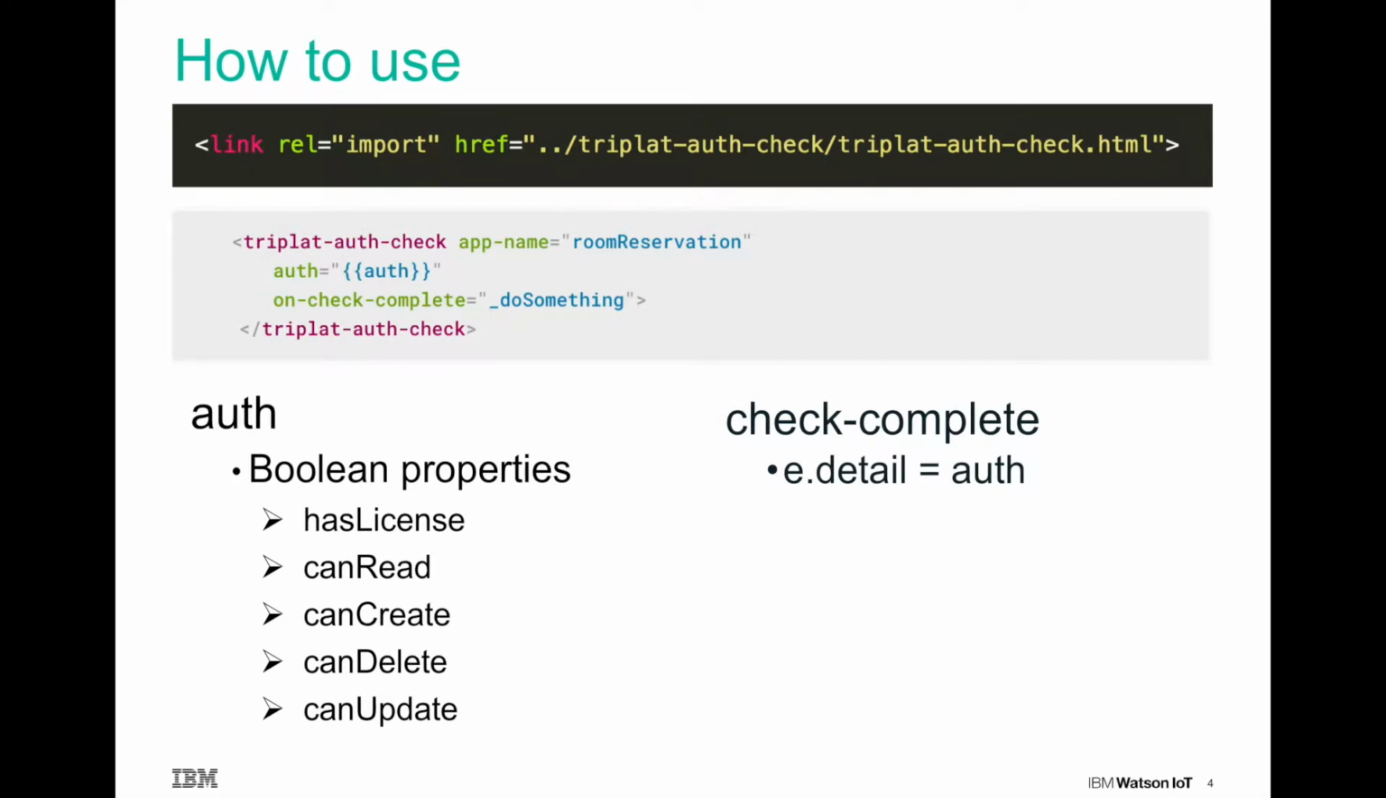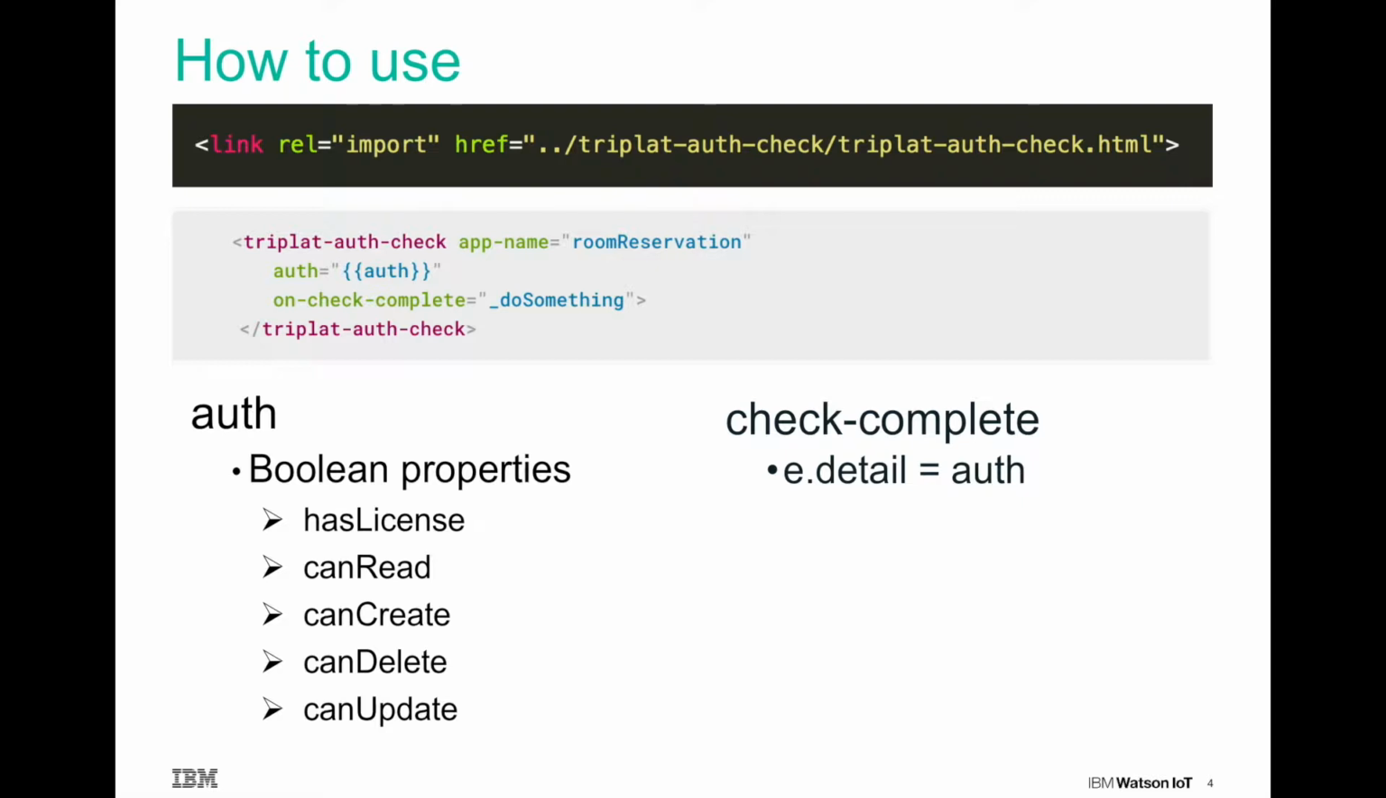Before putting any component tag into your application, you must import it, right? And that's the same for the triplat-auth-check. Also, when implementing it, you should take care of two properties and one event. The app name property refers to the exposed application name of the UX app you would like to check the user's permissions against. During the demo, I'm going to show you what this exposed application name is. So don't panic, it's a piece of cake.